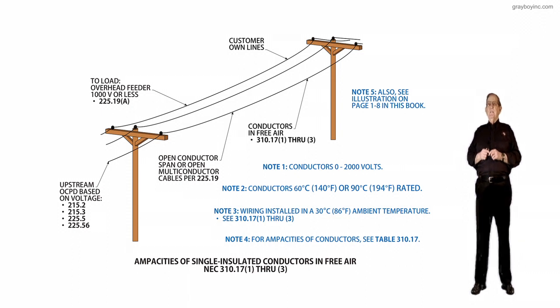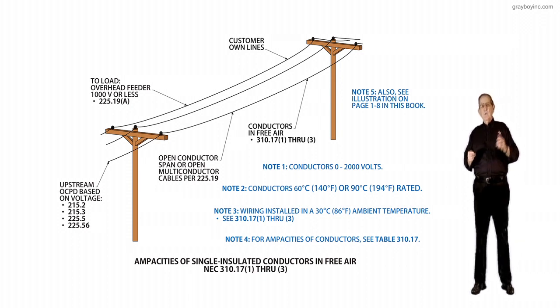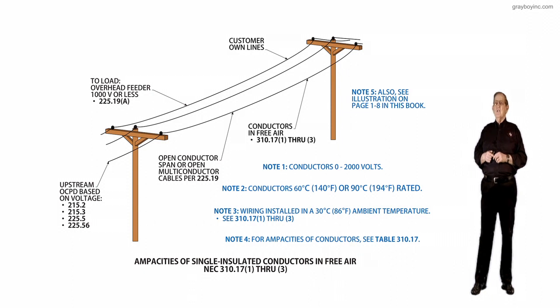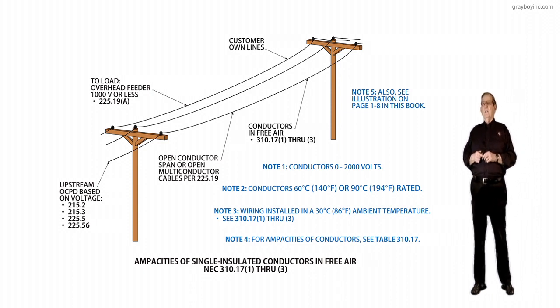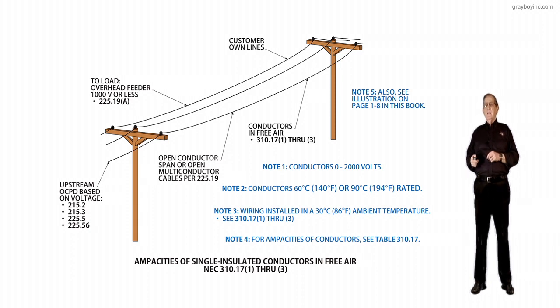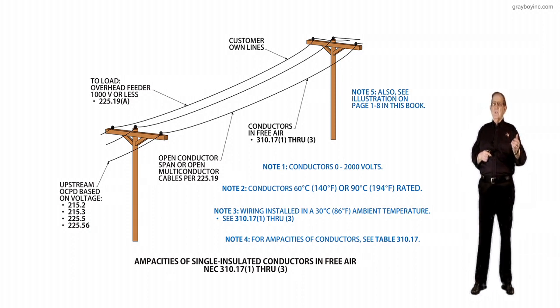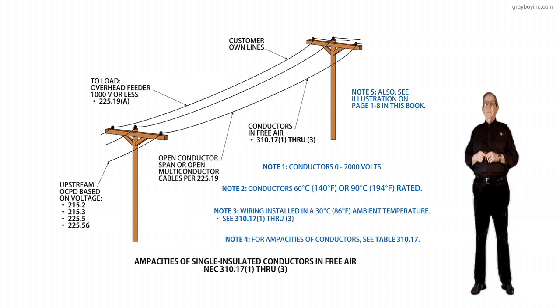But if you want to review the notes with me here, then note 1, we're talking about conductors 0 to 2,000 volts. That would be the insulation and so forth. Note 2, conductors 60 degrees C, 140 degrees Fahrenheit, or 90 degrees C, 194 degrees Fahrenheit rated. So we look at the rating of the conductors there based upon 60 or 90 degrees C in note 2.